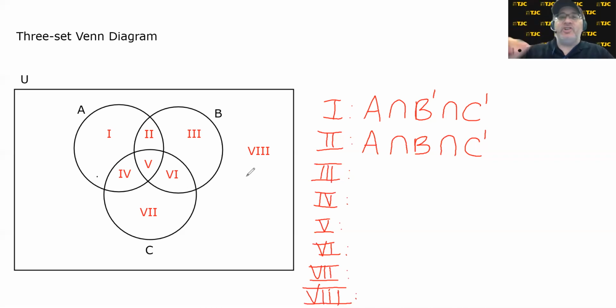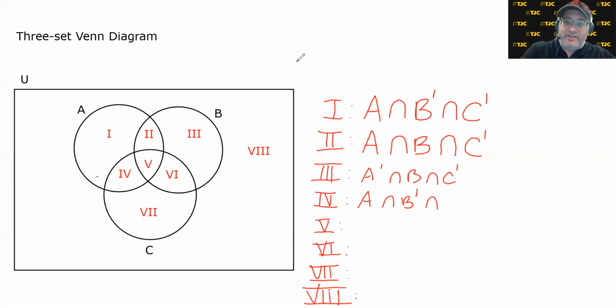All right, hopefully you took a chance to pause the video and try them. I'm going to go through them fairly quickly. All right, region 3 is inside circle B, but outside everything else. So it's outside of A, and inside of B, and outside of C. Region 4 is inside of A and C, but outside of B. So it's outside of B, but inside of everything else. Inside of A, and outside of B, and inside of C.